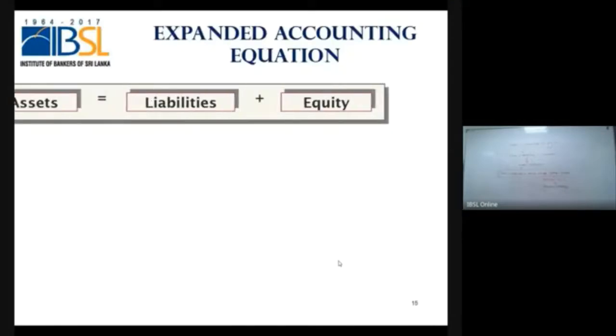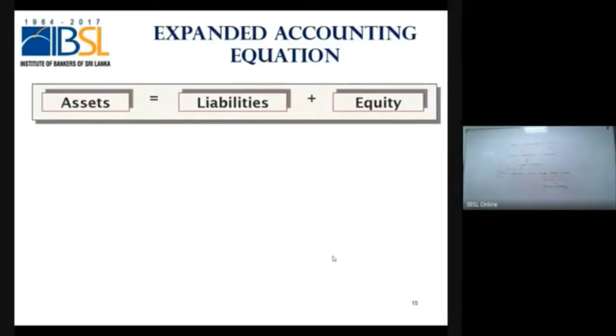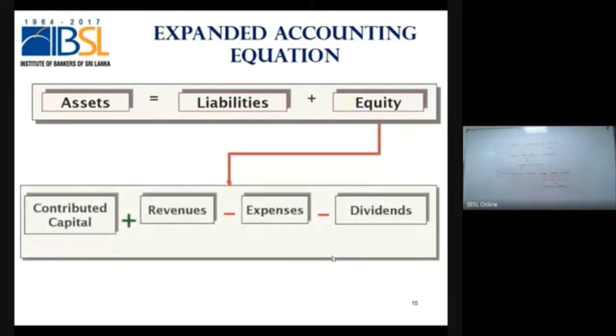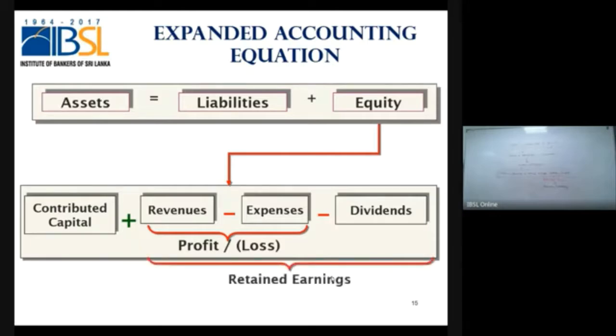Right. So we have the accounting equation, and then you get the equity, which is capital plus revenue. Revenue means another name for income, right? Income can also be known as revenues. And this is profit or loss, revenue minus expense. And revenue minus expense minus dividend is known as retained earnings. Retained earnings.